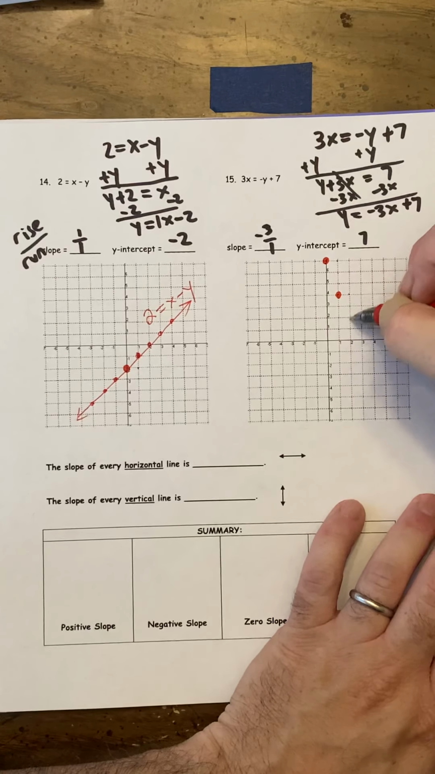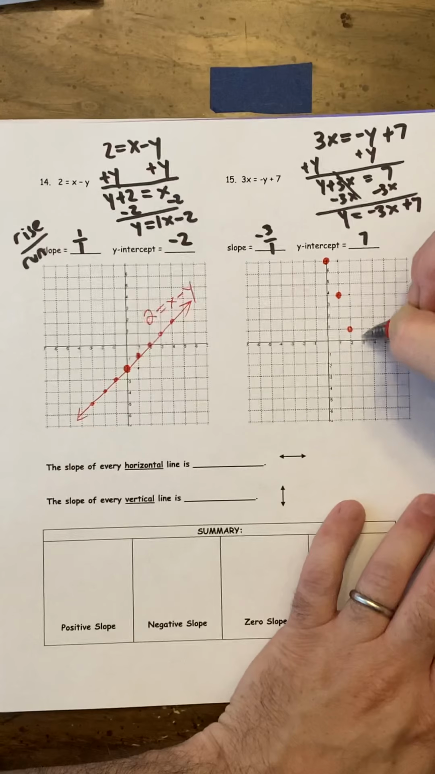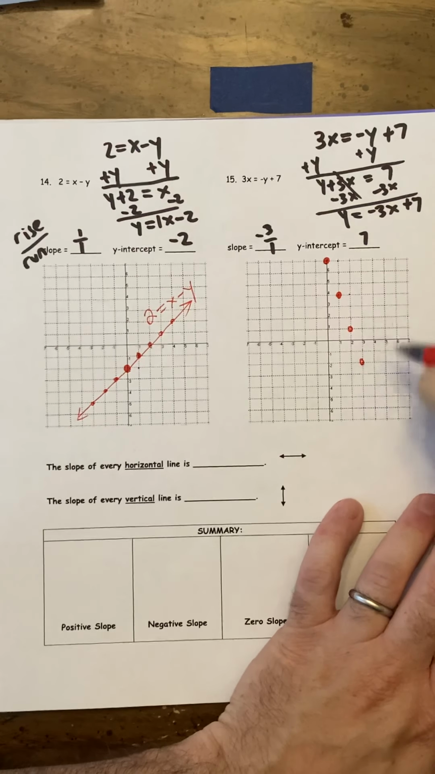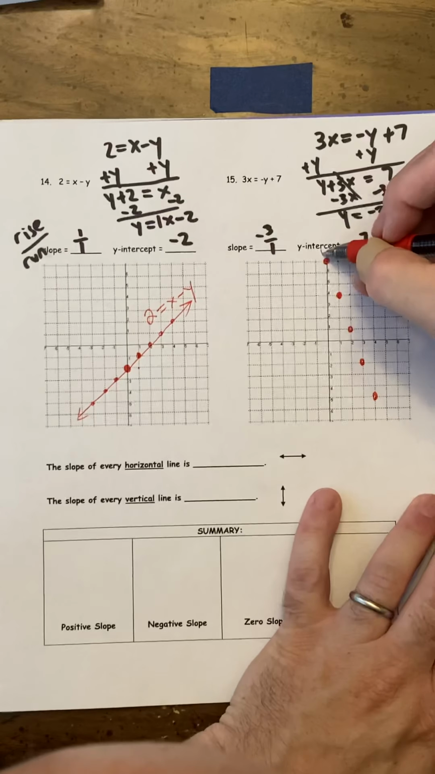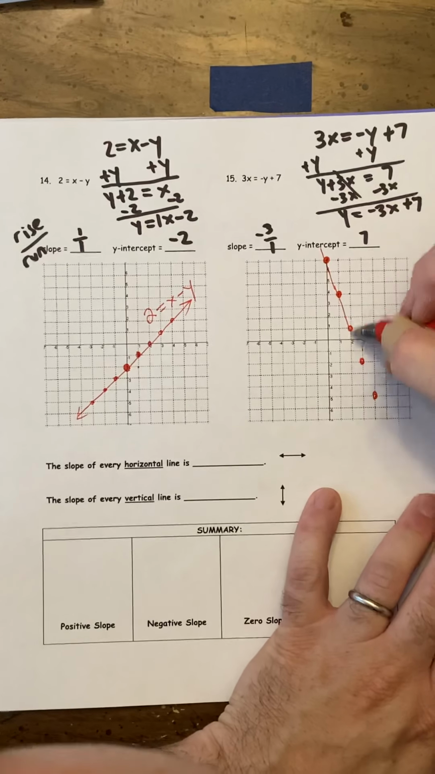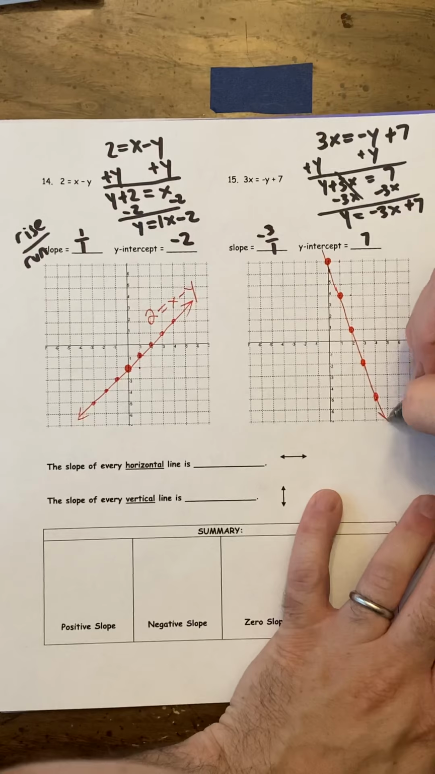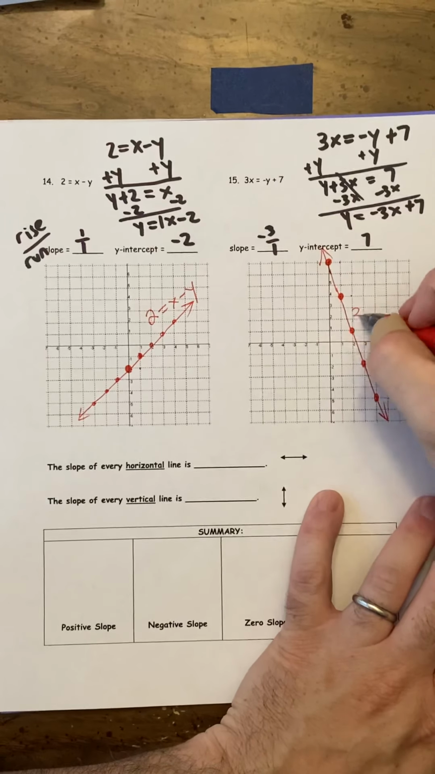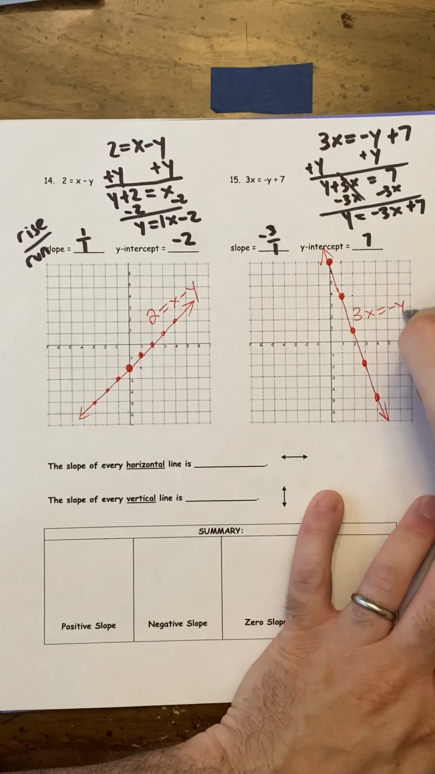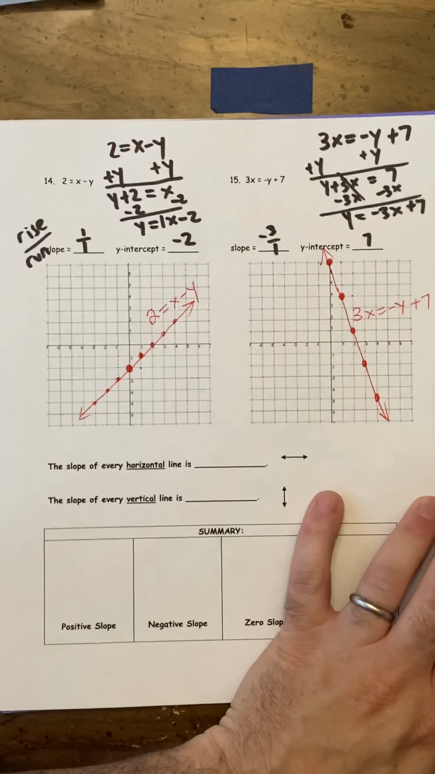Run 1, go down 3 units. I'll do it one more time. Run 1, go down 3 units. And you should really use a ruler to make a straight line. And we like to label our line with the original equation, which is 3x equals negative y plus 7.